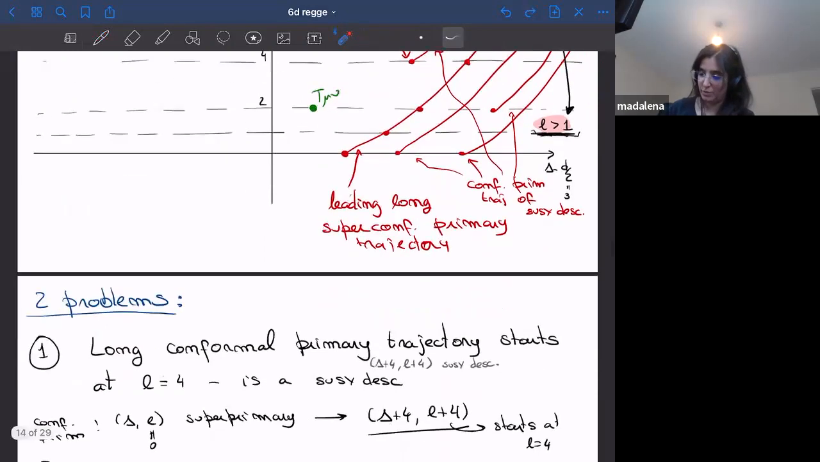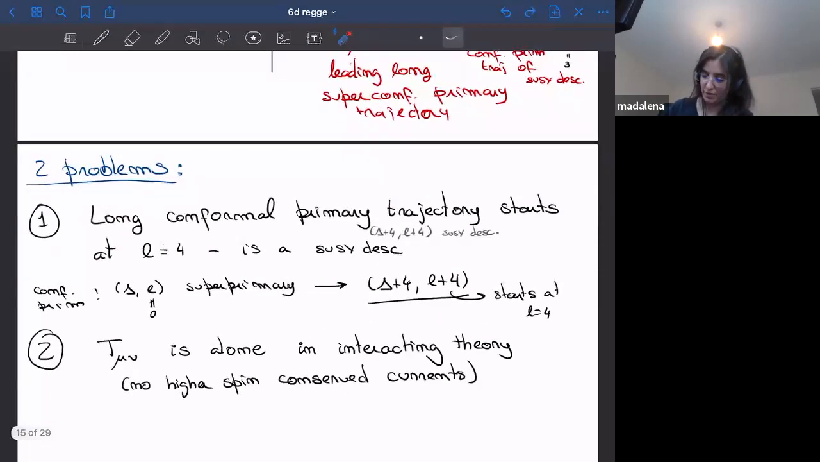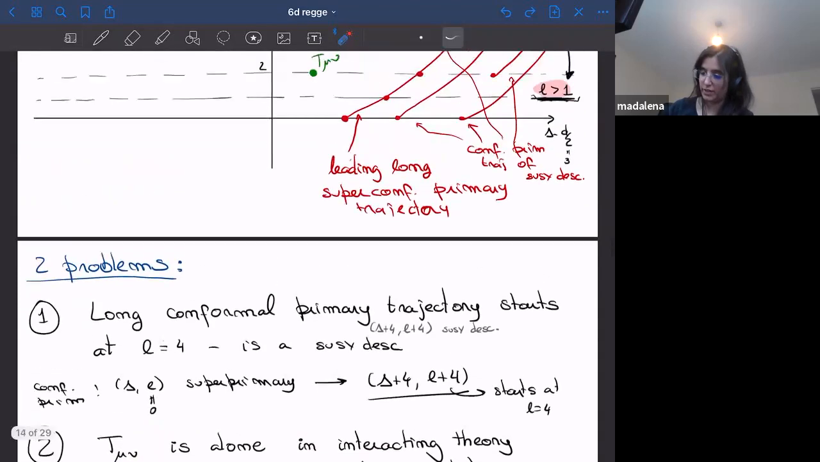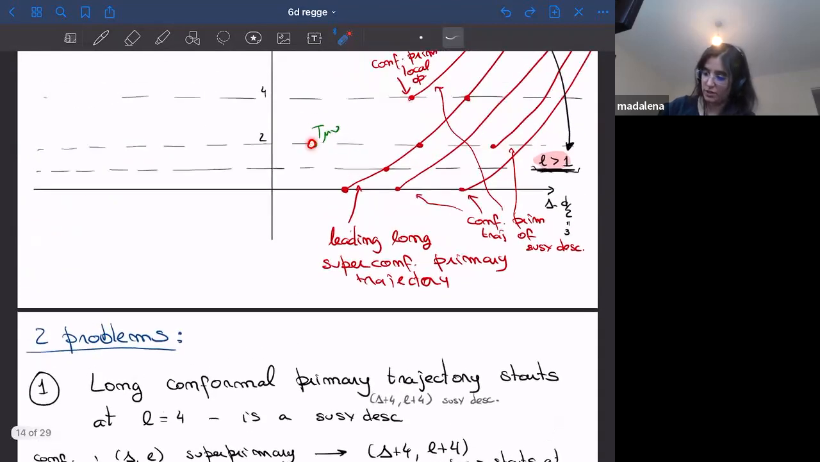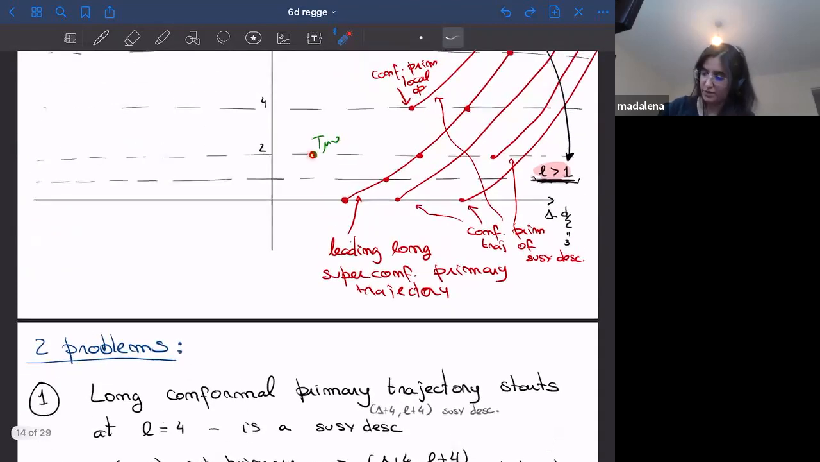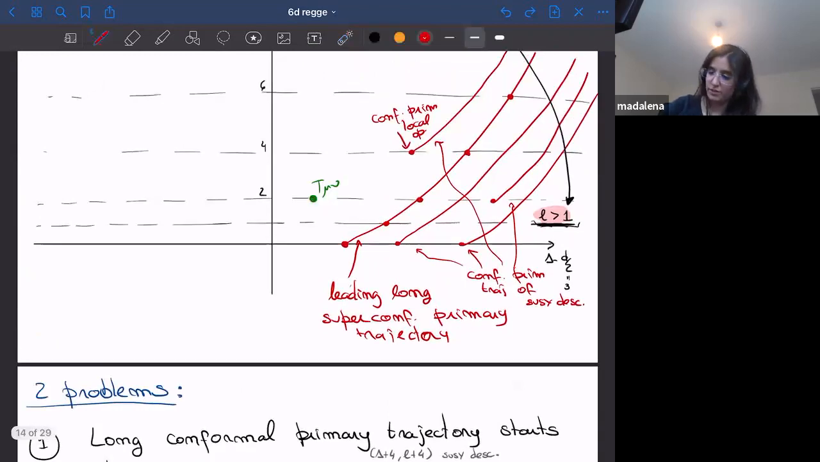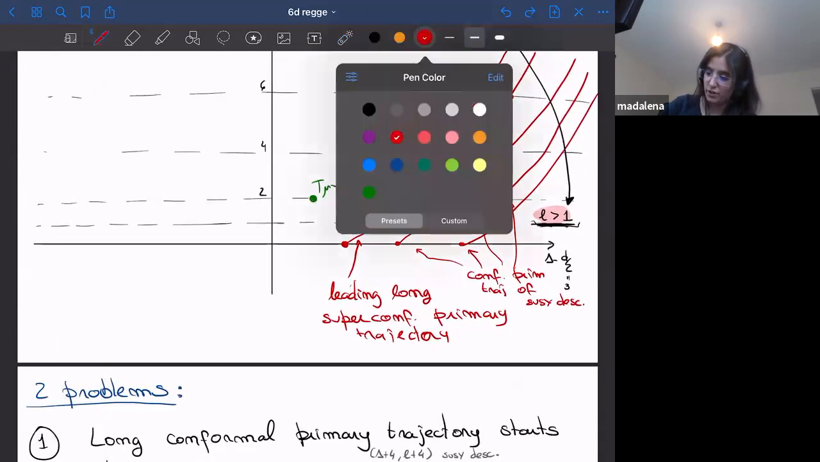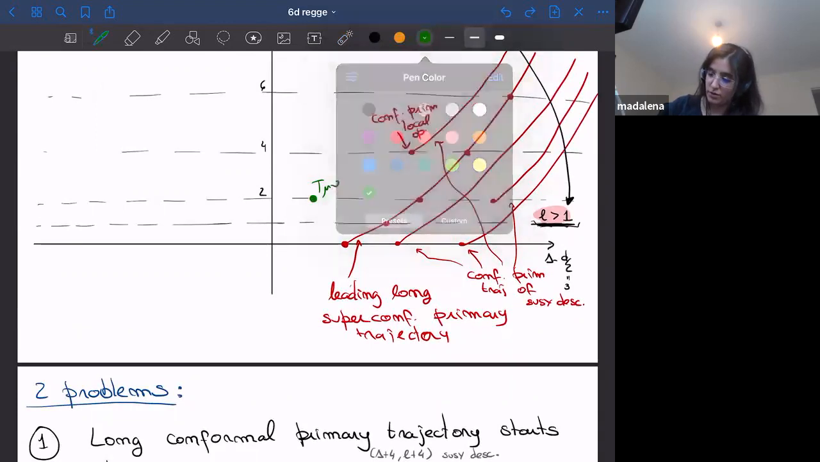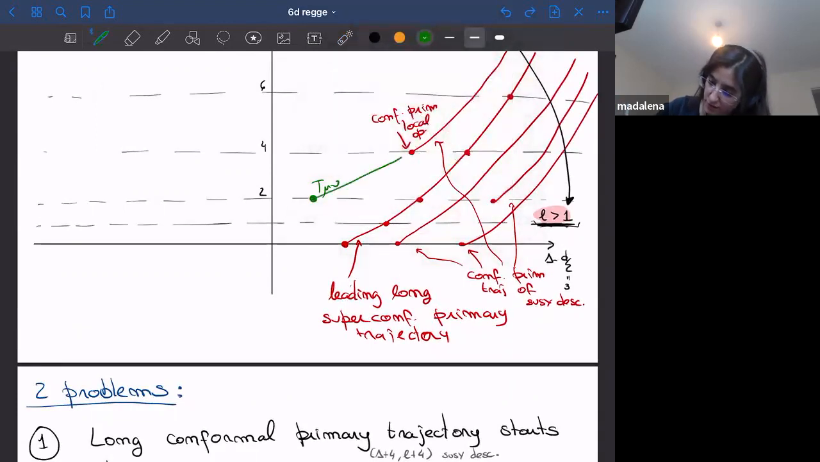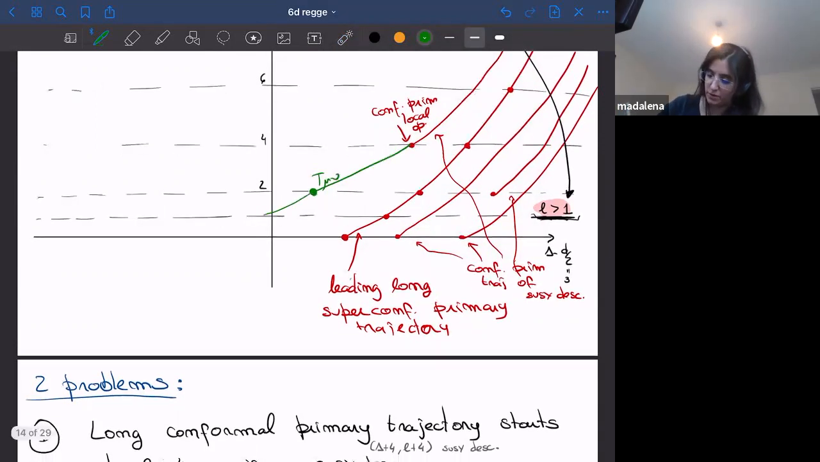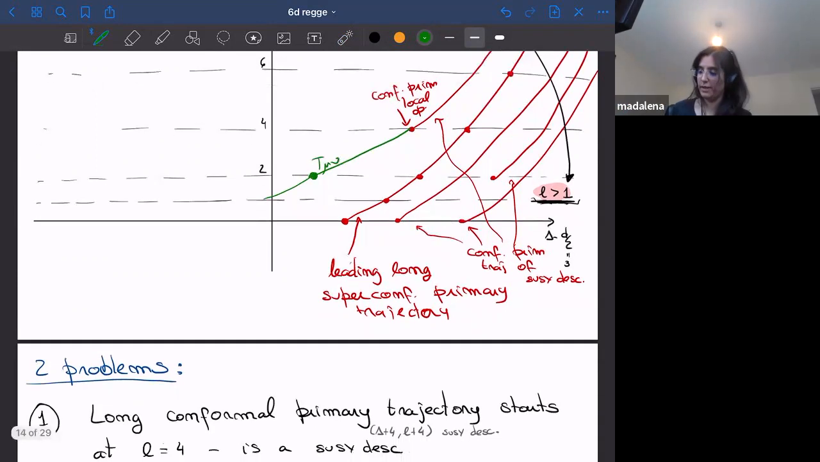And you can already guess what I'm going to do, because the other problem is that this poor guy, the stress tensor, is alone. If it's an interacting sphere, there are no higher spin conserved currents. So this guy just sits on its own. And so a natural resolution of this would be to just connect the two and to say that the long trajectory should go through spin -2. And then, yeah, of course, it continues, but it captures another local operator as spin 2.